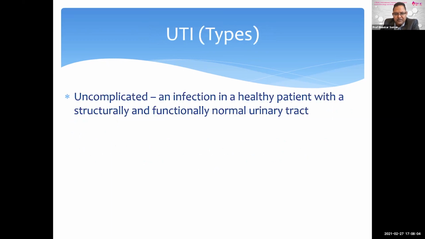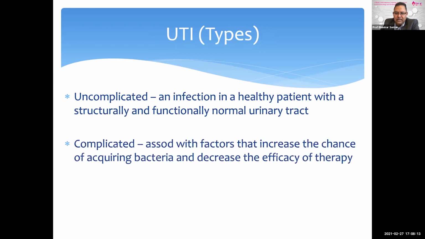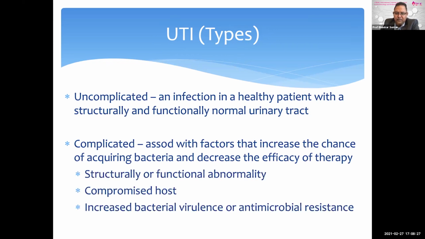What are the different types of UTI? You have an uncomplicated UTI, where an infection in a healthy patient happens in a structurally and functionally normal urinary tract. And then you have a complicated UTI, which is associated with factors that increase the risk of acquiring bacteria and decrease the efficacy of therapy. Some broad examples would be structural or functional abnormality, a compromised host, or high bacterial virulence, or high antimicrobial resistance.